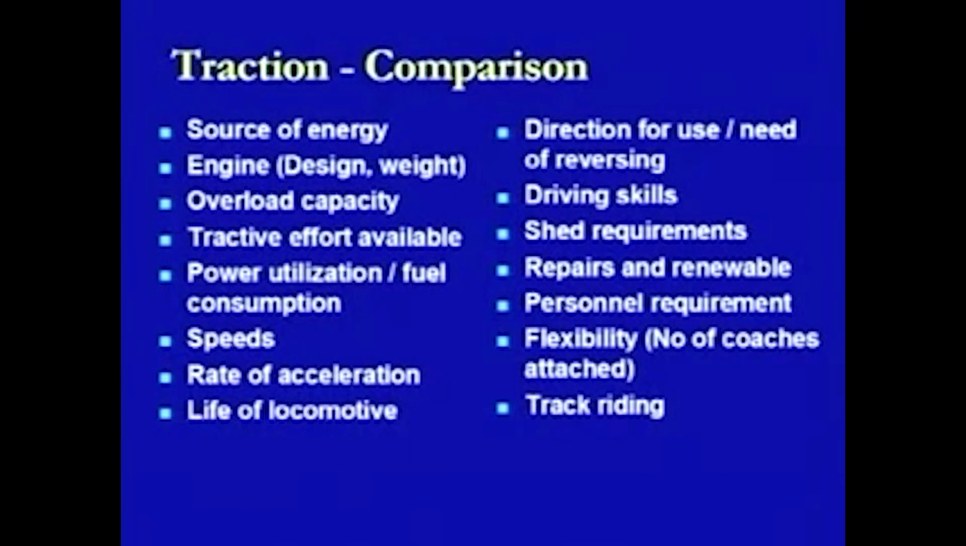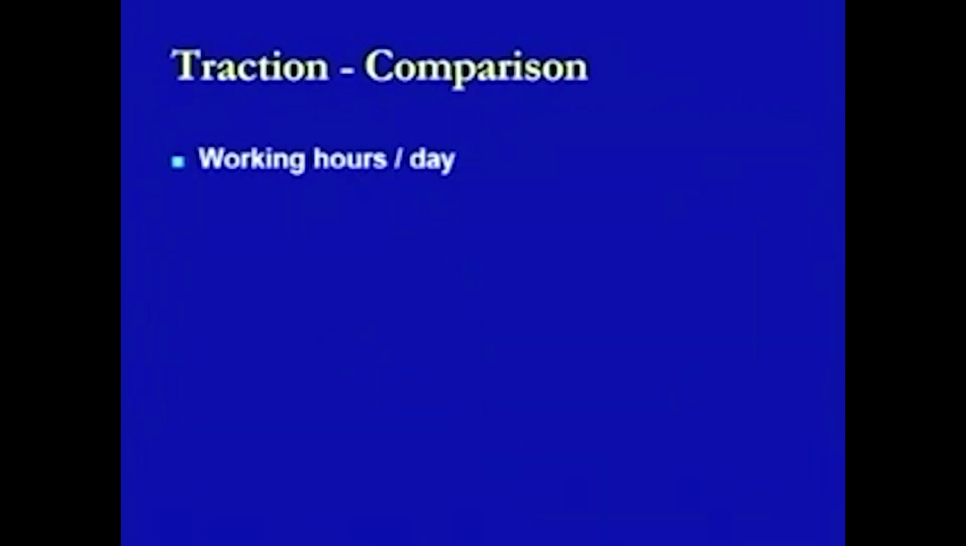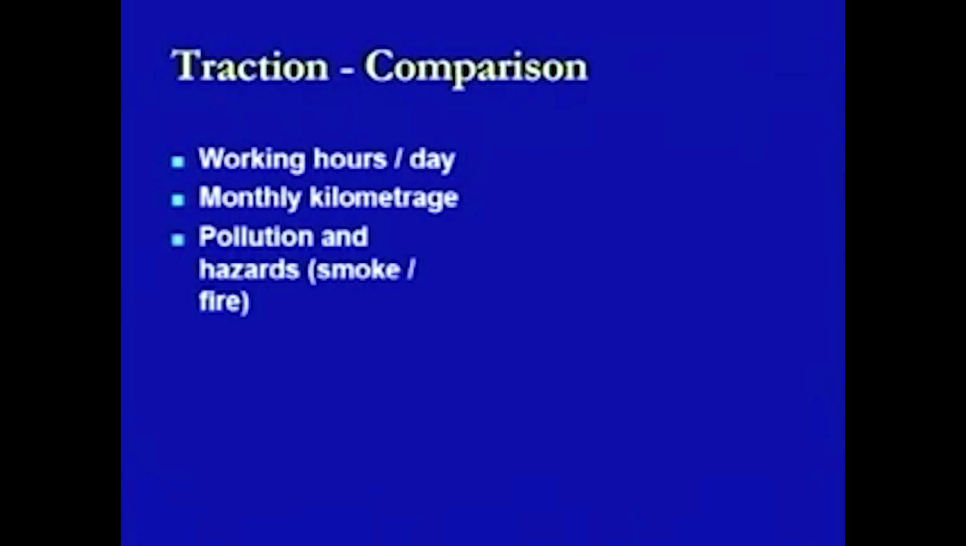The track riding in both the cases is quite smooth and safe. Cost is a little higher in the case of the electric locomotives as compared to the diesel locomotive, something around 20 to 25% more. The working hours per day are something around 20 or 21 hours per day, and that's more or less common in both the cases. The monthly kilometers are also more or less similar. It varies from 9,000 to 10,000 kilometers in a month for which they can be used.